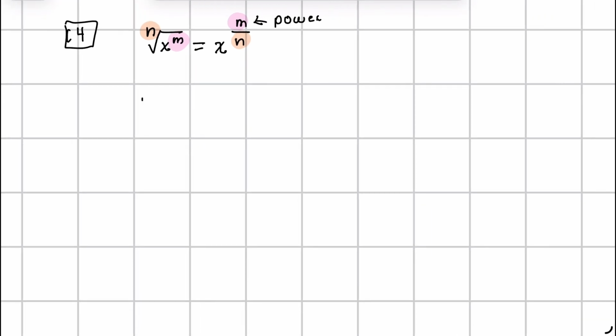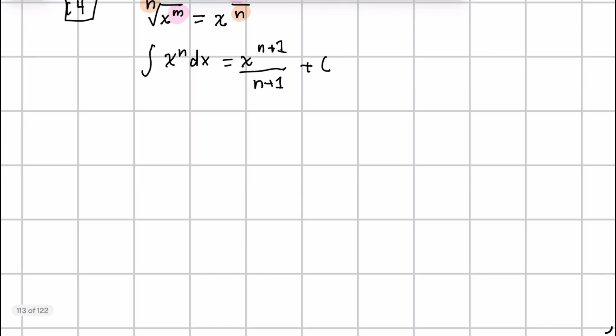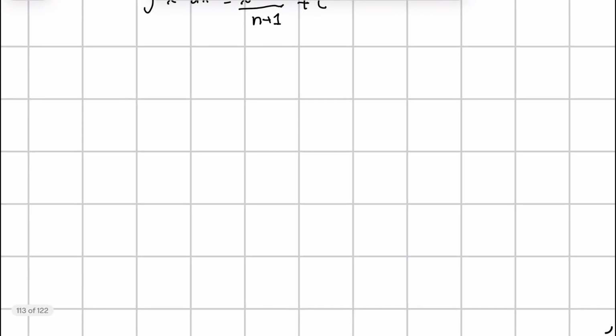So you have the integral of x to the power of n times dx. This is going to be x to the power of n plus 1, and you're going to divide that by n plus 1, plus c. Now you're going to convert your radicals into fractional exponents before you do anything. Then you're going to use the power rule, and then you can simplify if you need to.